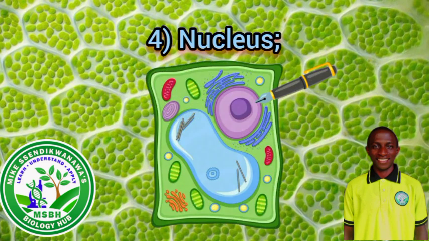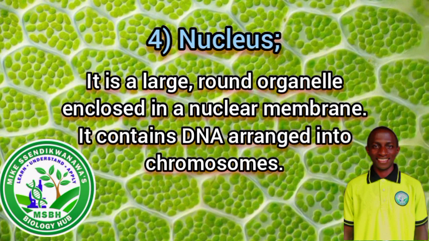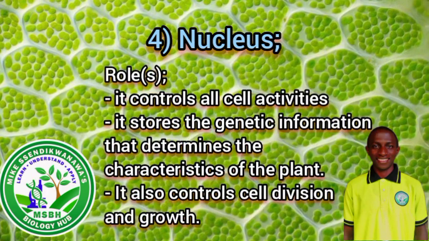4. Nucleus. It is a large round organelle enclosed in the nuclear membrane. It contains DNA arranged in chromosomes. Role: it controls all cell activities. It stores the genetic information that determines the characteristics of the plant. It also controls cell division and growth.